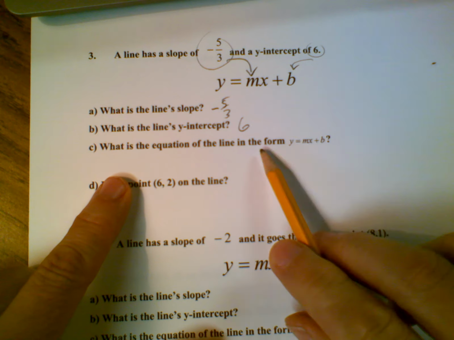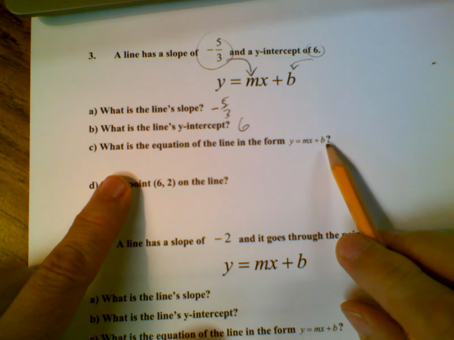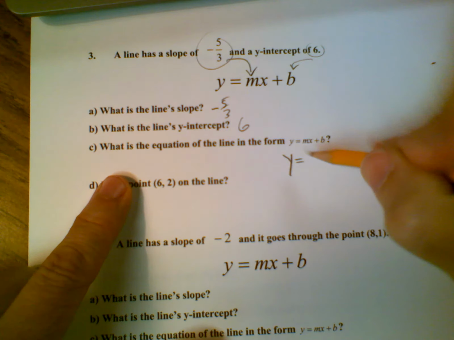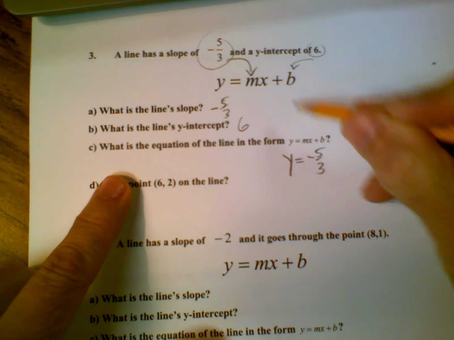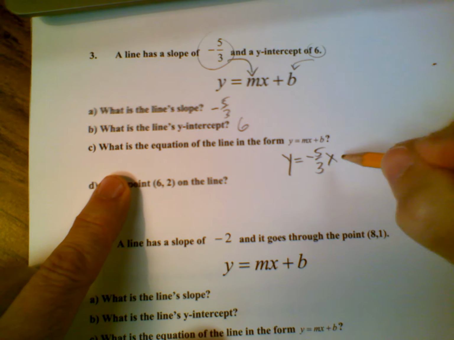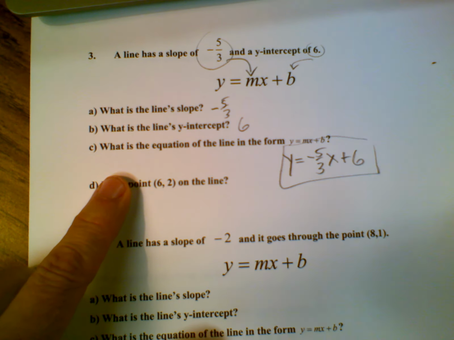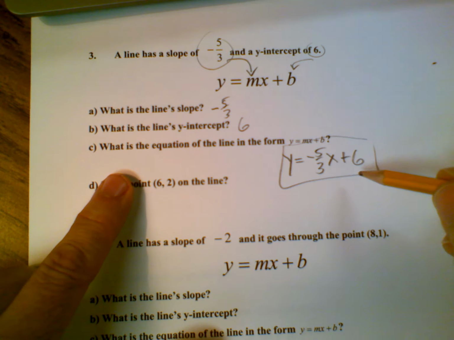What is the equation in the form y equals mx plus b? Just to see, do you understand that what you need to do is simply plug in the -5/3 for the m, plug in the 6 for the b, and put a box around it. Okay. And there was a question on the homework, Learning Target 3 homework, that was that easy.